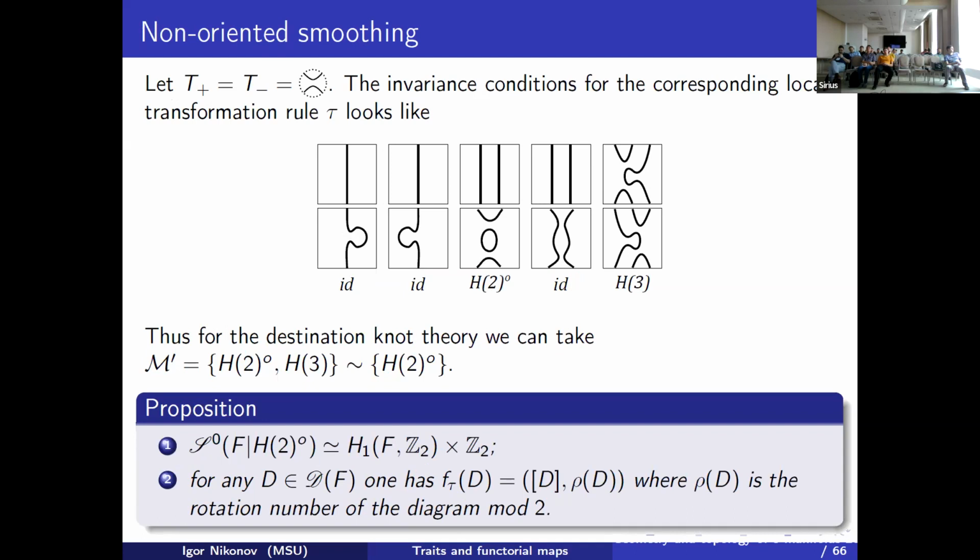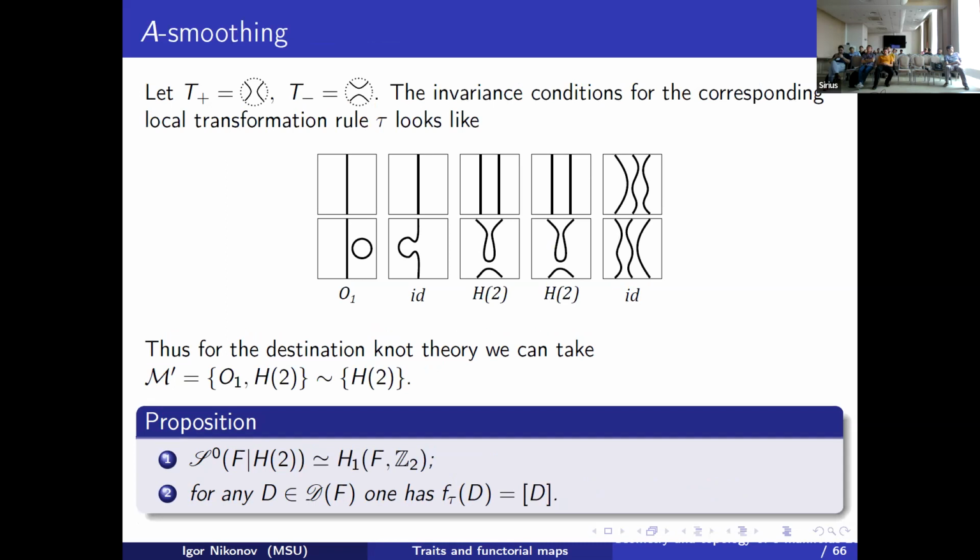Here the destination of theory is a set of moves with a circle, and here, as the image of the functorial map, we have the homology class of the diagram modulo 2 and some number in Z2, which is the rotation number of the diagram. On the surface, you can define a rotation number like you do in the plane, and you must take this rotation number.